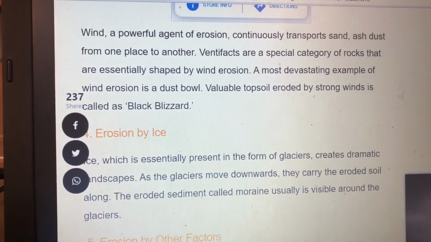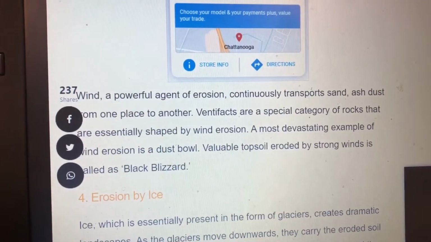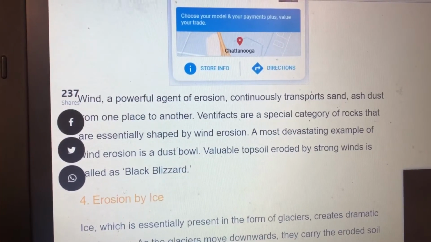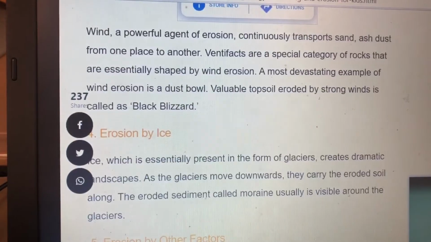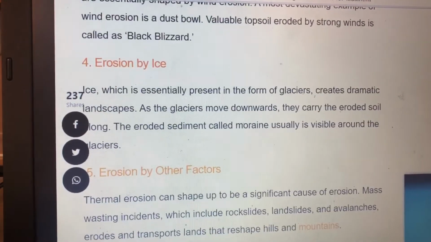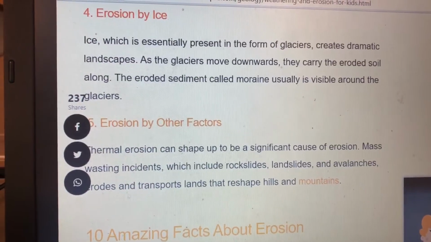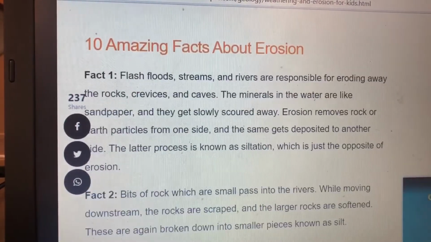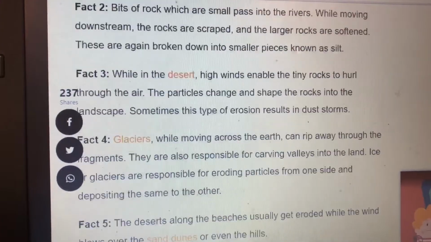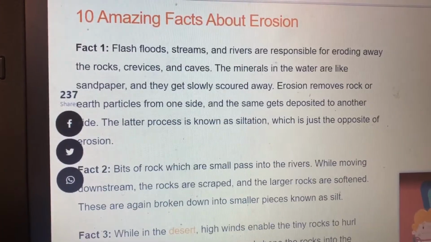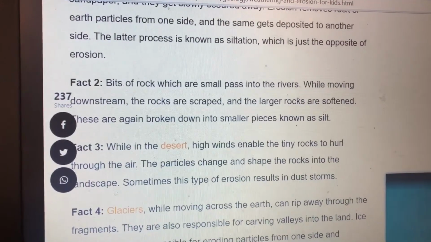The other should be ice, okay? Ice. So we have water, wind, ice. And ice is the one that we've talked the least about, but just get some information from there, okay? And then other factors there. And at the end, I ask you to put some facts. And you see 10 amazing facts about erosion? So you can put 3 or 4 facts there that you find super interesting, okay? So you complete that on your own.